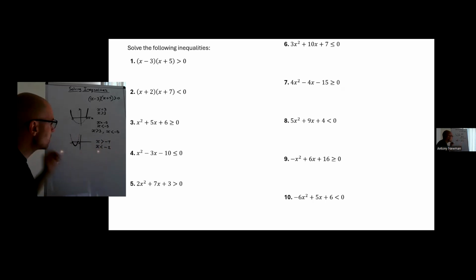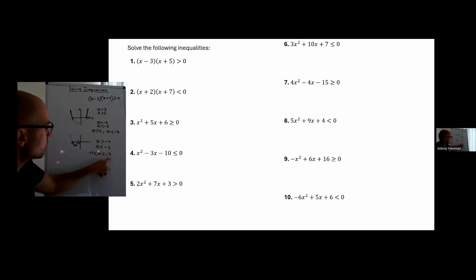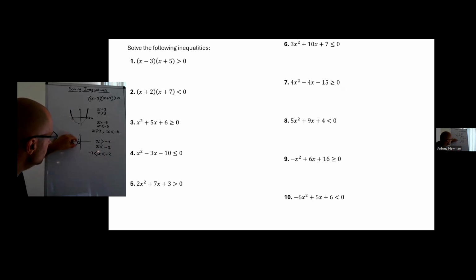Yeah, we can put these together. Good, very good. So we can put them like so. Okay, and make sure you get them the right way around. It makes sense, doesn't it? x is bigger than -7. Remember, big is this side. Even though we're dealing with negative numbers, big is that way, small is that way. Okay? So have a go at the rest of them.